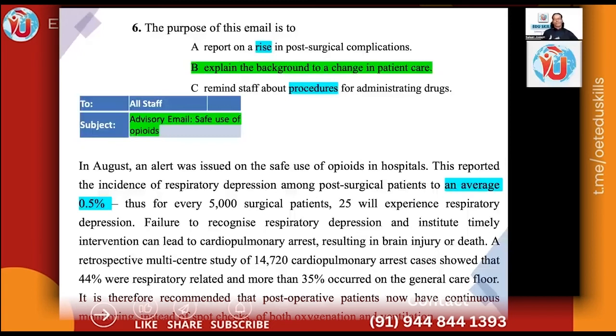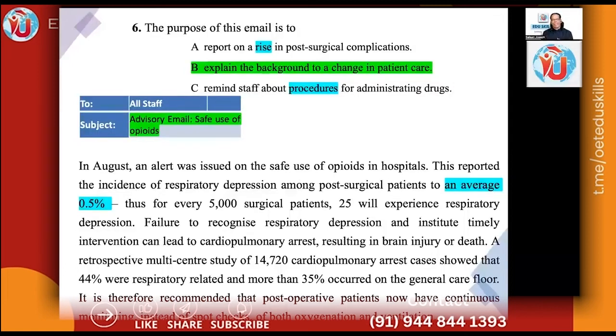Why I'm telling you this: once you are familiar with the nature of these paragraphs, the nature of the text, you can even eliminate those two without reading the passage at all, because there is no reporting language, no process or procedure language. So definitely the option is only B, explain the background to a change in patient care. And this clearly says what has to be done, and the background is clearly explained. If you find it confusing, don't worry. We'll be explaining that in another session.